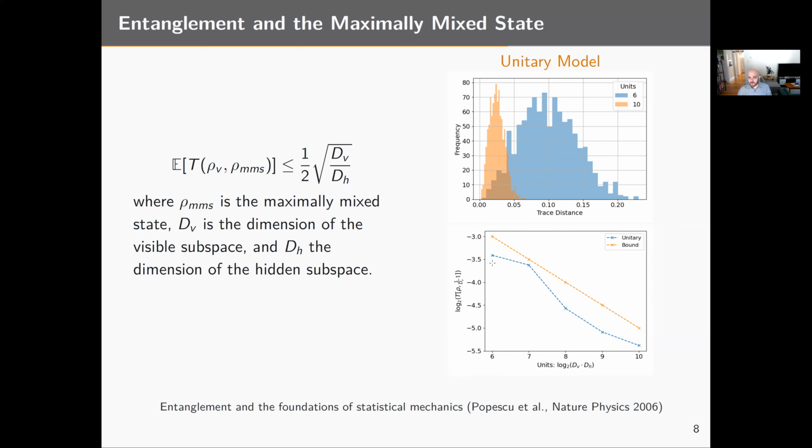Another picture is that if we look at an increasing number of units by fixing the number of visible units, here the x's correspond to the average value of these histograms. We also see that the average value is decreasing, validating the result. And here the orange line corresponds to the bound that we just showed.